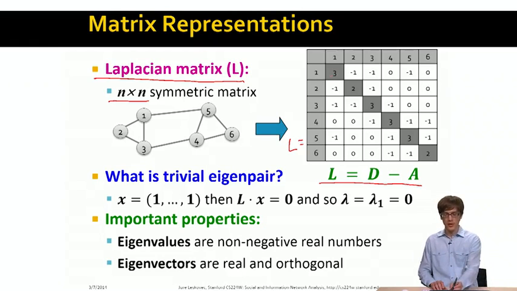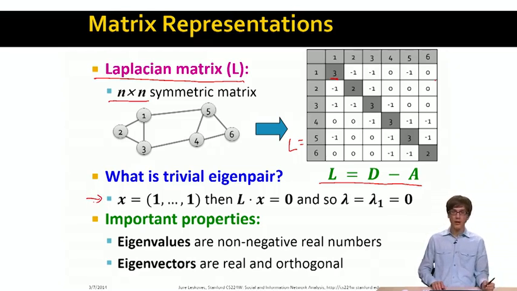What are some properties of this matrix? For example, one property that we notice is that the sum of entries in every row equals 0, right? Because the number of -1s that we have in every row is exactly the degree of the node, and on the diagonal we have the positive degree of that node, so the two things cancel out. So each row and each column of this matrix sums to 0. What this basically means is that we have already found a trivial eigenpair, right?